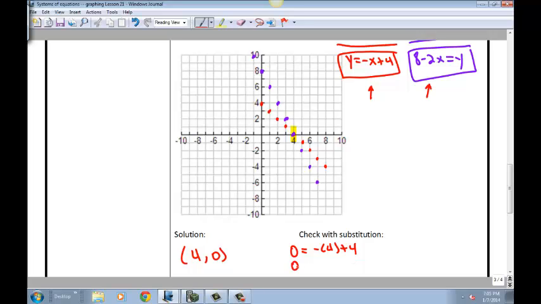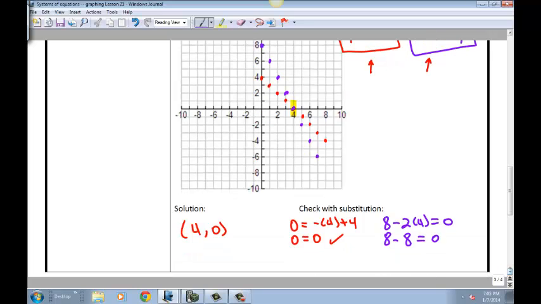This works out because bring down these guys. Negative 4 plus 4 cancel out. So 0 equals 0. Same situation here. 8 minus comes down. 2 times 4 is 8. 8 minus 8 really does equal 0. 0 equals 0 is a true statement. That means 4 comma 0 was a good solution.